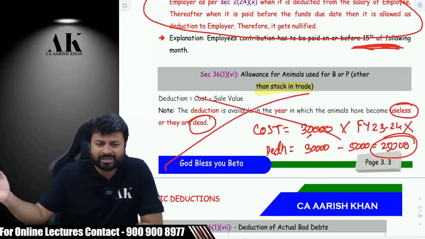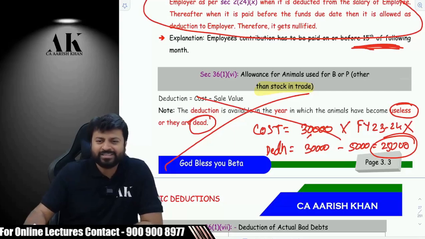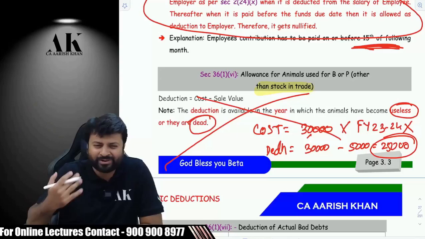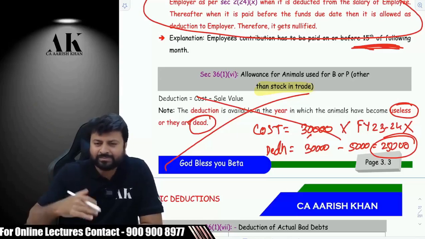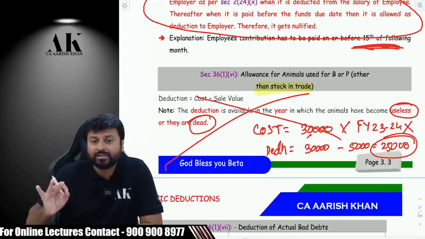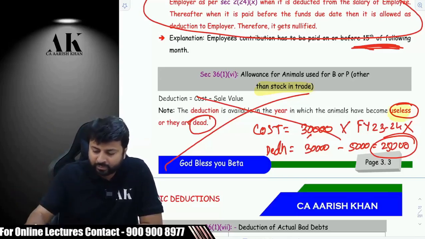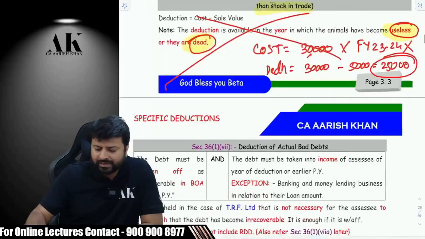Have you ever seen any animal in any of your assessees', any of your clients' balance sheet? Have you seen? Please tell me. So these are just worst case scenario deductions. It might be useful in 1 out of 1,000 cases. Okay, not very important for exam also. But it is my duty to explain to you that it will be allowed as deduction in the year of sale in which it has become useless or it has become dead. So you can just highlight these two words, useless or dead. Okay. So till the time the animal is alive or it is absolutely functioning, you will not be getting any kind of deduction.